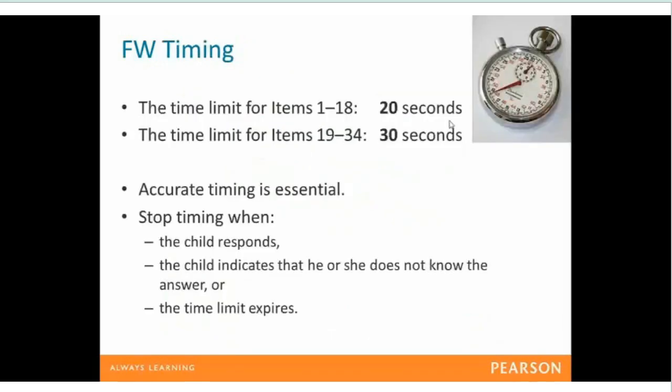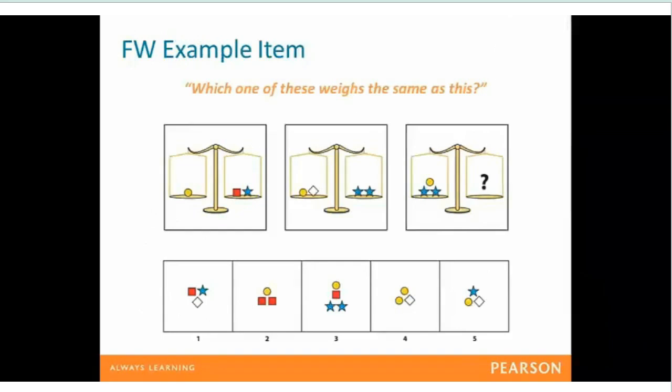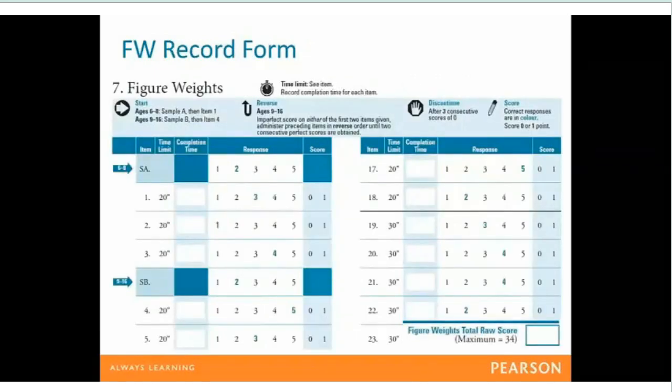There is a time limit, 20 seconds for the easy ones, 30 seconds for the harder ones. They do need to give you the answer in that time limit for it to be scored. There are very difficult items that have 3 steps to them near the end of the subtest. So again, which one of these weighs the same as this? This would be an example of a 30-second item. Number 4 is the answer on this one. The record form can be seen here. There's only one correct answer, which is always the one in the blue font.